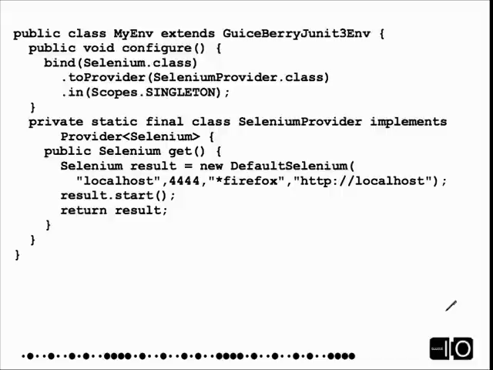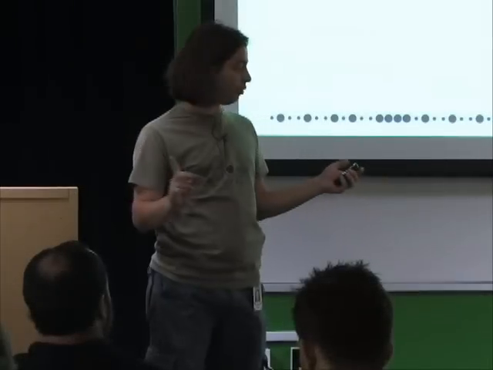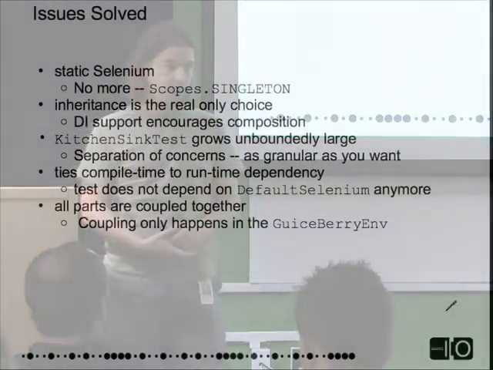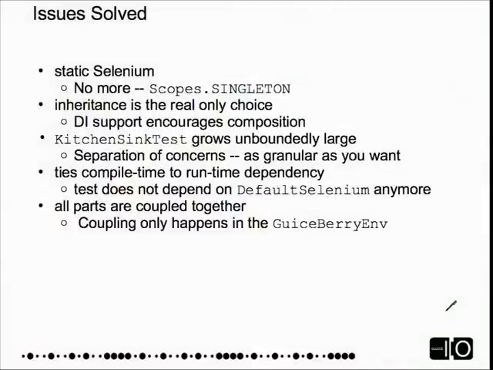OK? Clear? Questions? No questions? OK. So the issues now are solved, the ones that I rigged this to point out. There's no more static Selenium because just like in your production code, your singleton is dealt with as a Scopes.SINGLETON. In fact, Scopes.SINGLETON is not the scope that I generally use for my Selenium and my application. I actually make them thread local because it allows me to run tests in parallel. I just need to change that one scope declaration in there to be thread local scope.